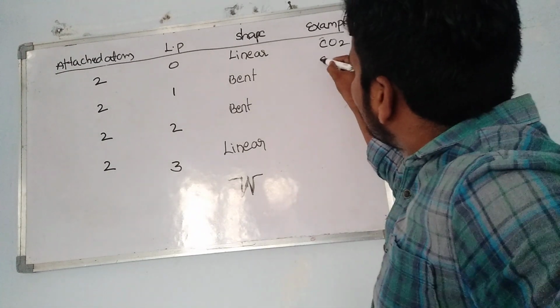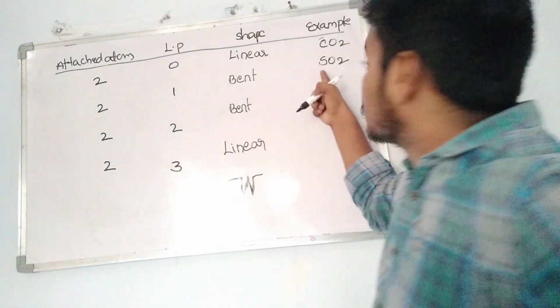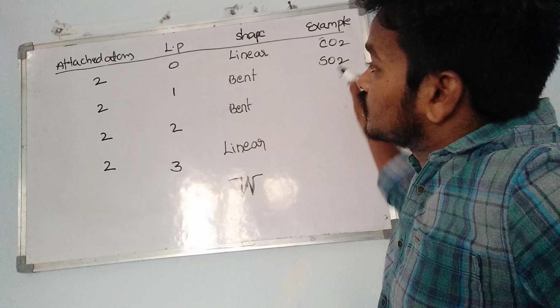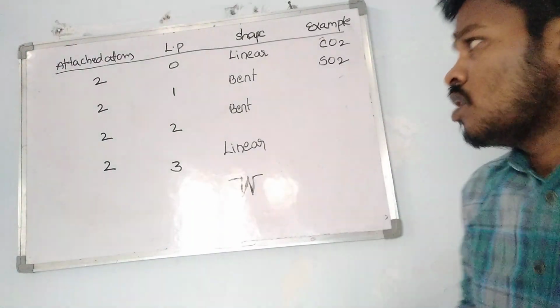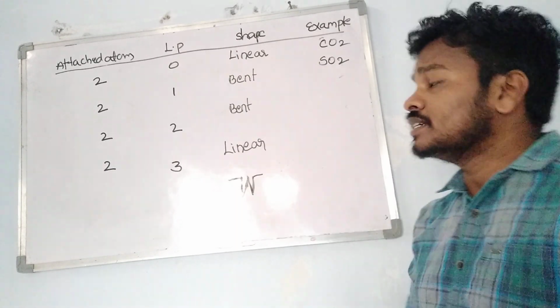The next example is SO2 with one lone pair. The central atom is attached with two atoms. See here, sulfur is attached to how many atoms? Two atoms. It is also called a bond electron pair. So how many lone pairs? One lone pair is present.